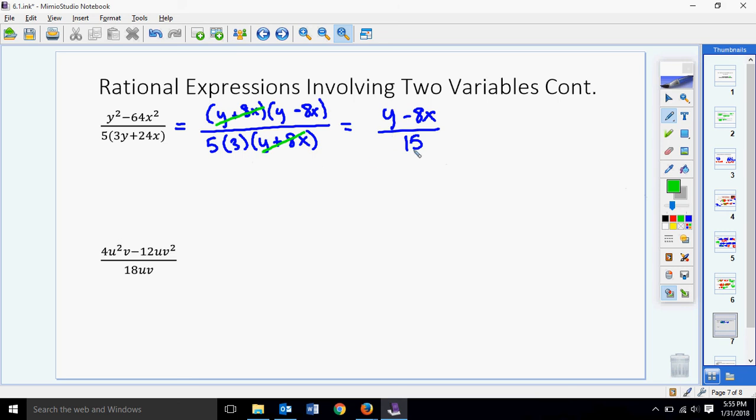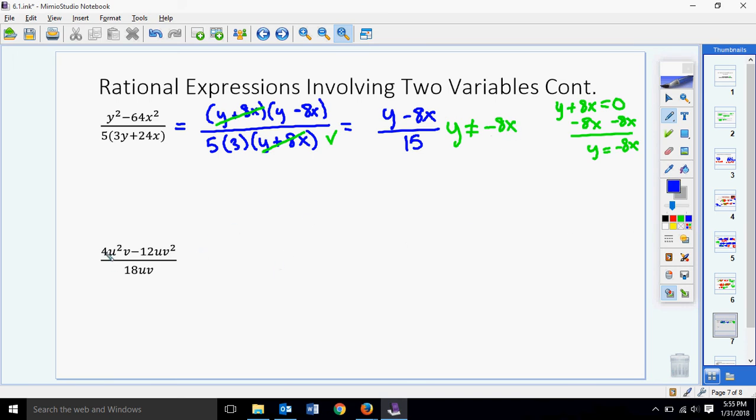Now, domain restrictions. I'm going to check the first factored denominator, and I see that I have 5 and 3. I don't need to worry about those. I need to worry about my variable expressions. So that'd be y plus 8x equals 0. I need to figure out when that is 0. So I'm going to solve for y by subtracting 8x. And I get y equals negative 8x. So there's my first restriction. y cannot be negative 8x.